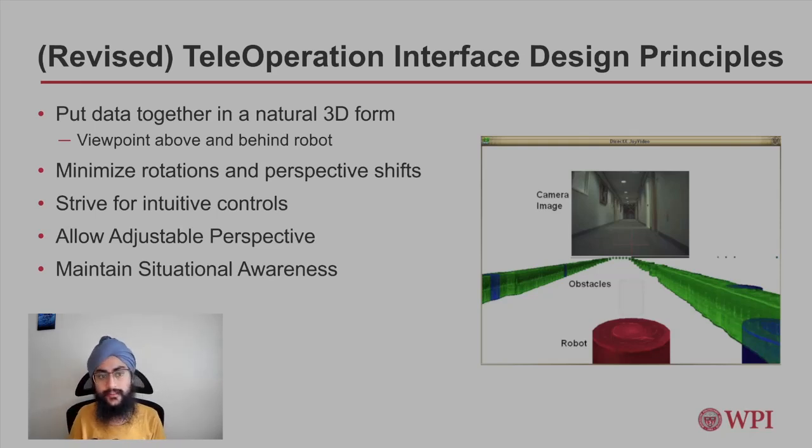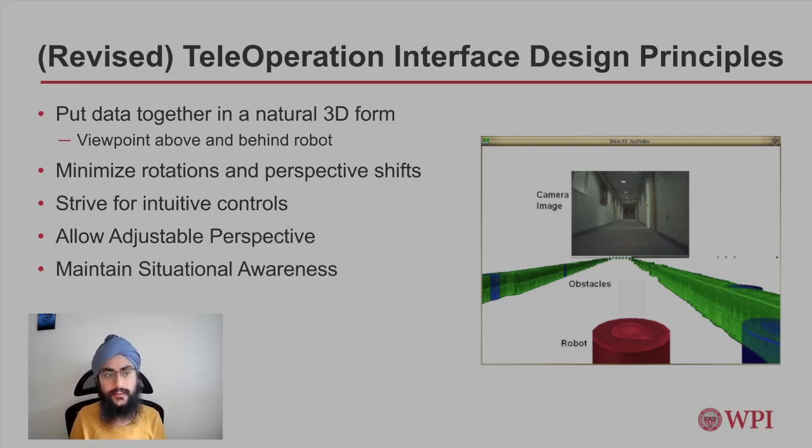Another important thing is minimizing the rotations and perspective shifts that are required of the user. In the 2D interface, you might have a map in one orientation, the video feed in another, and maybe some sensor data in a different orientation, and you have to combine all that information, which can be really difficult. That's where the 3D interface is better, in that all of these rotations are done by the interface itself, so the user doesn't have to do them.